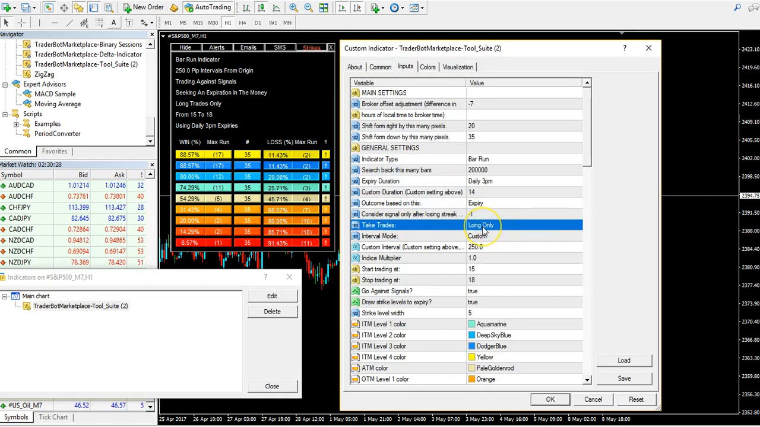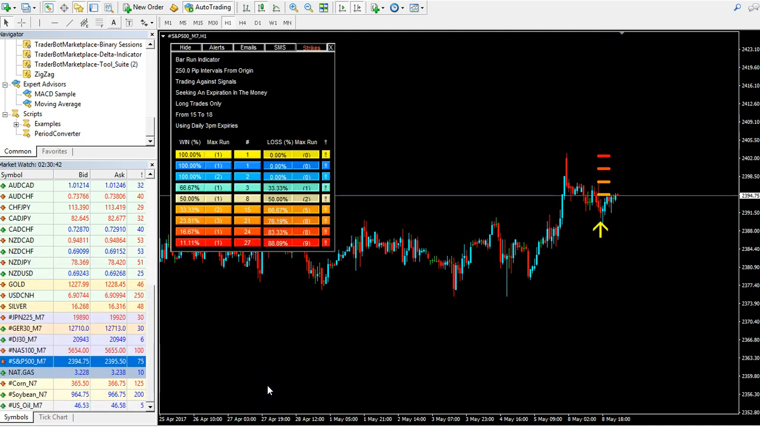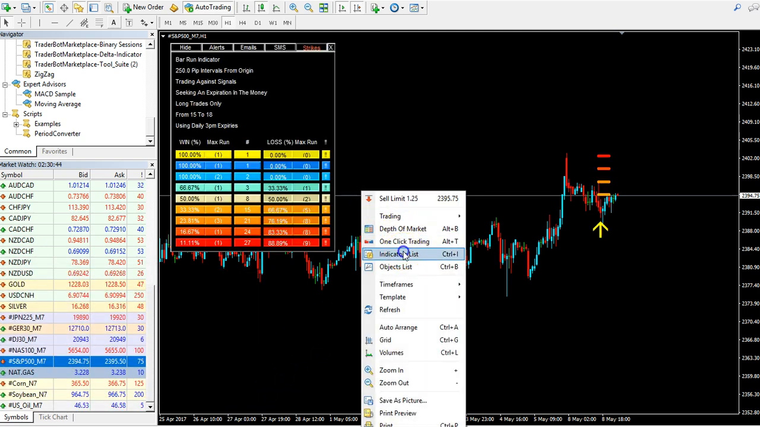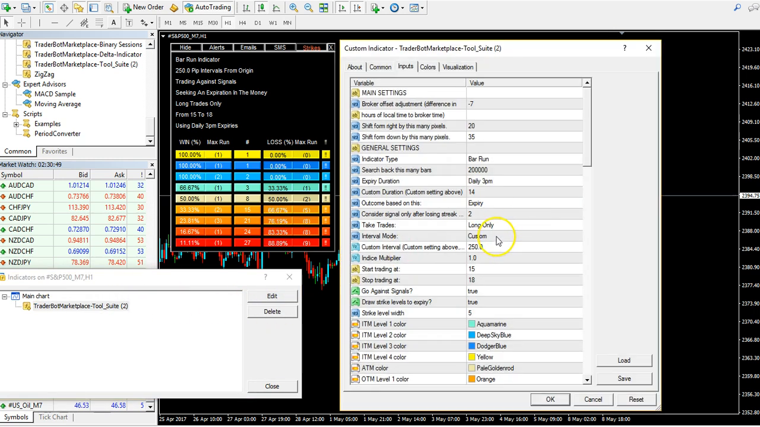So let's figure out what a, let me look here for a second. Okay, so I'm looking at long only right now. I know it's got 4 losses in a row. What if I wanted to go down here to consider signals only after X number of losses, and I'll put that in as 2. No, no good. So I'm starting to see that this S&P is no good at all, not for this particular signal.